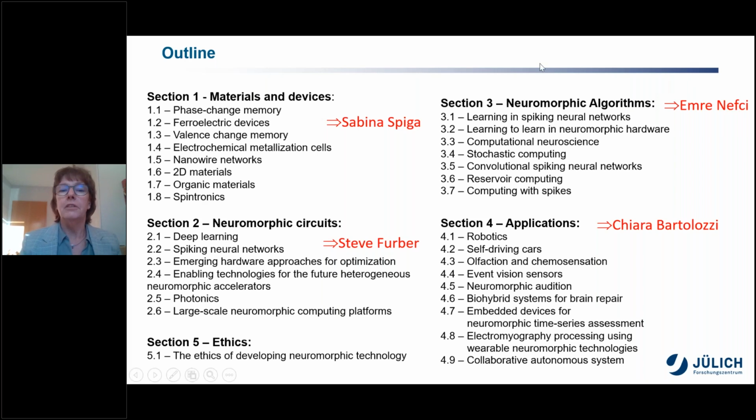The first speaker of today is Sabina Spiga. Sabina Spiga is currently research director at the National Research Council, CNR, Institute of Microelectronics and Microsystems in the unit of Agrate Brianza in Italy, and her main research activities are devoted to the development of oxide-based resistive switching memories and memristive devices for neuromorphic systems and novel computing paradigms. So please, Sabina, the stage is yours.